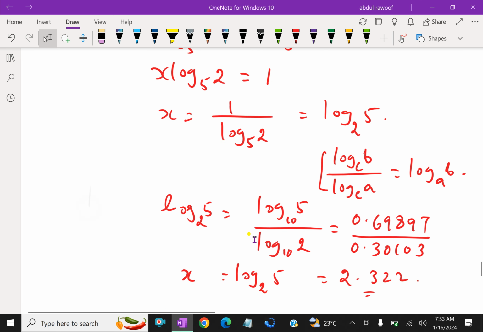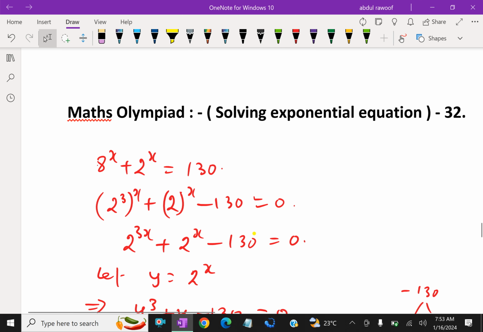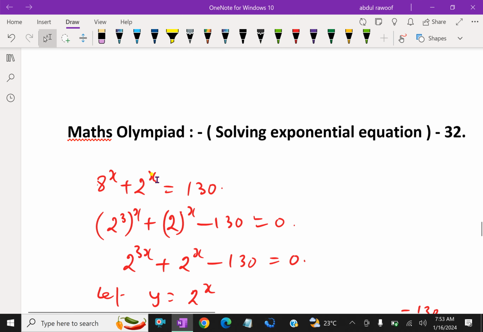Here we solved an exponential equation. It is very useful in further maths.